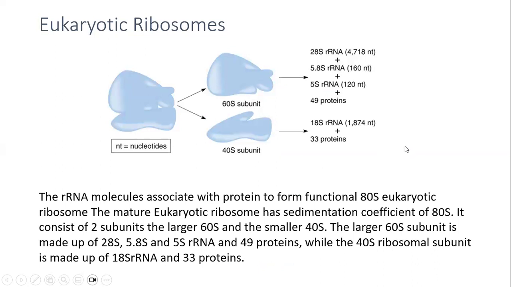Then during formation of mature ribosomes, which are made up of the larger 60S and the smaller 40S subunit, we have assembly of these different rRNA subunits. The 60S is made up of 28S rRNA, 5.8S rRNA, and 5S rRNA, and 49 different ribonucleoproteins, while the 40S subunit is made up of 18S rRNA and 33 different ribonucleoproteins.